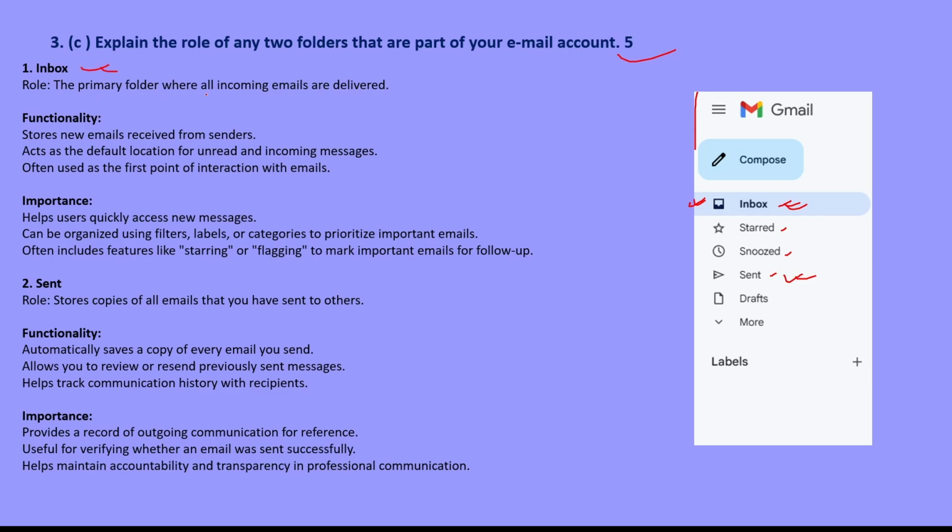Role of the inbox: the primary folder where all incoming emails are delivered. Functionality: as we know, it holds receipts and senders, and its importance is that it helps keep things secure. Sent emails: the role is to store copies of all emails, and the functionality is to automatically save a copy of emails you send. Importance: it provides a record of outgoing communication for reference, useful for verifying whether an email was sent successfully.